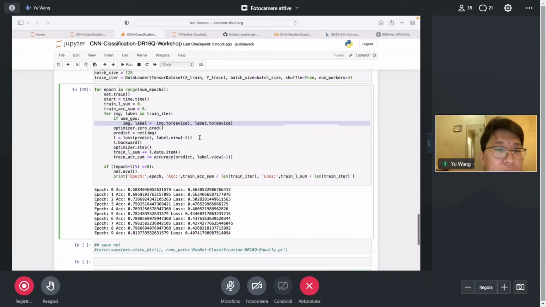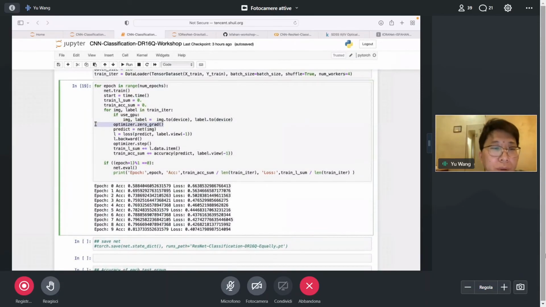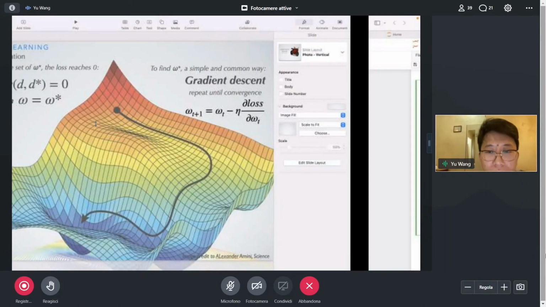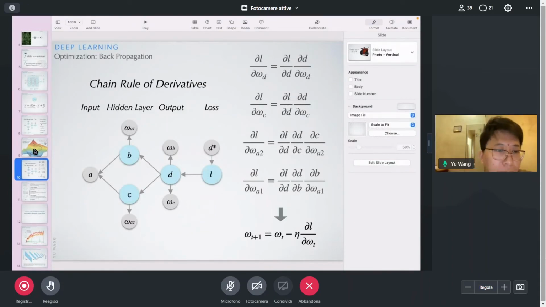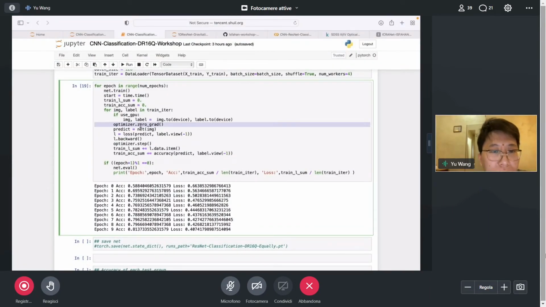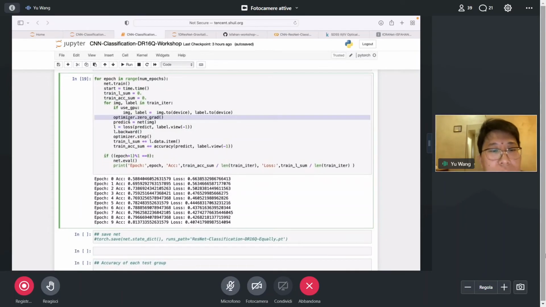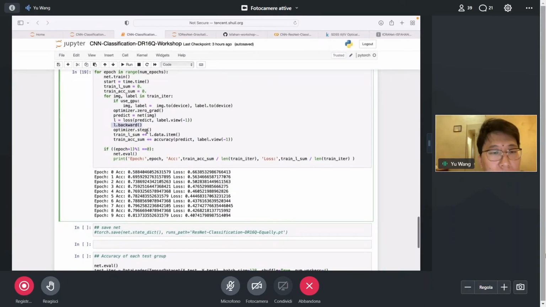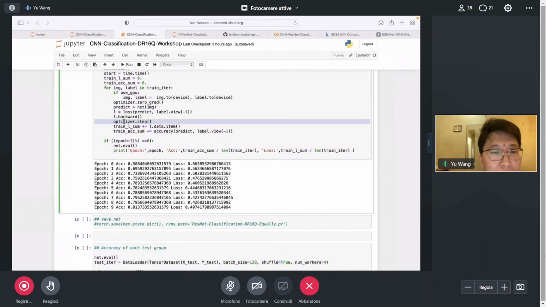First we set the optimizer gradients to 0. You remember, every time we need to compute a lot of gradients, so we initialize all the gradients to 0. Then we put this image into the net to make the forward propagation, so we have a prediction. Then we input the prediction and this label, the true value, into the loss function. Now we have the loss. Then we back propagate the loss to all the weights, all omegas. And then we move the omega by the optimizer one step.